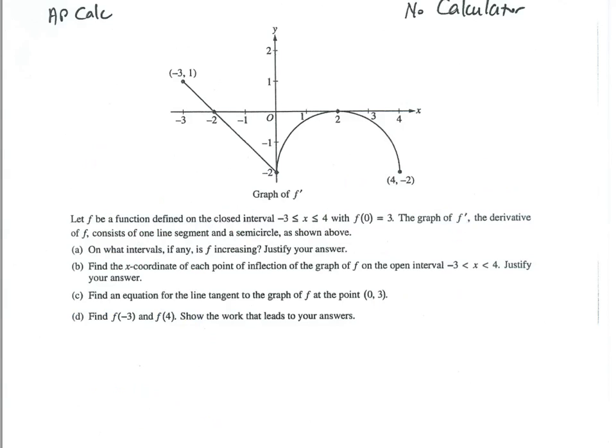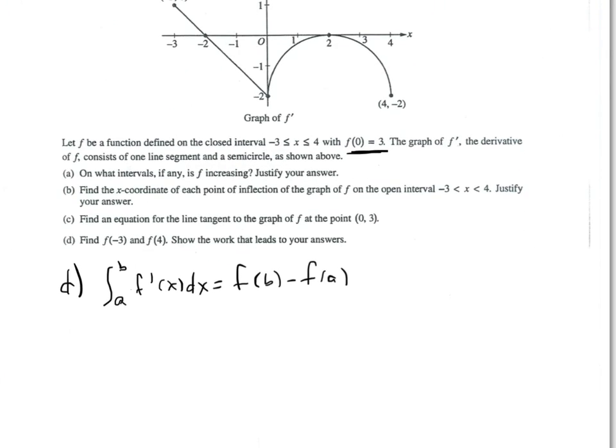Okay, part D. Part D is actually pretty cool. Now remember, we were given this piece of information up here that f of 0 is equal to 3. So we have one function value, and we're looking for another function value. So this tells me that I might want to get into the Fundamental Theorem, which tells us that this is true.